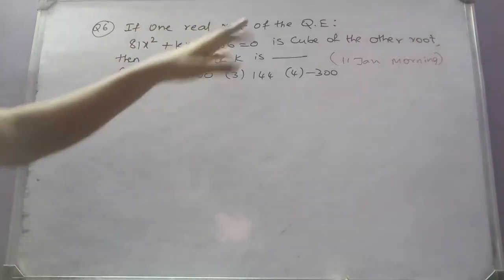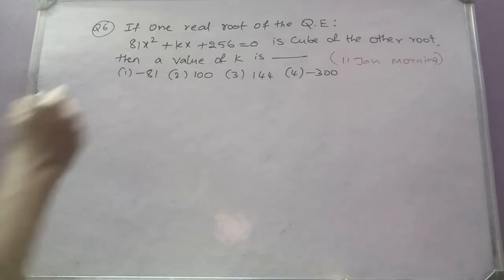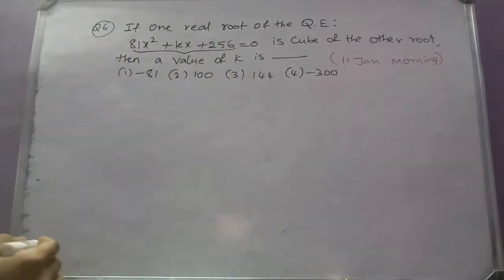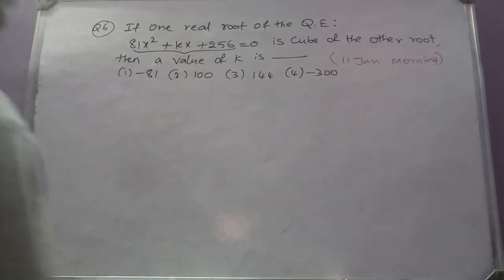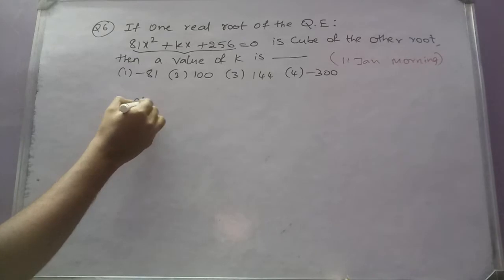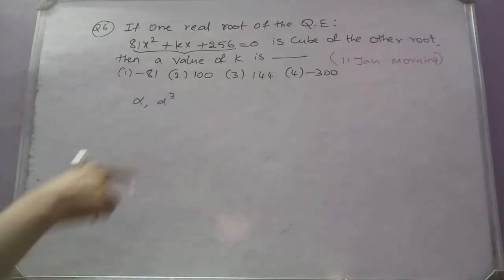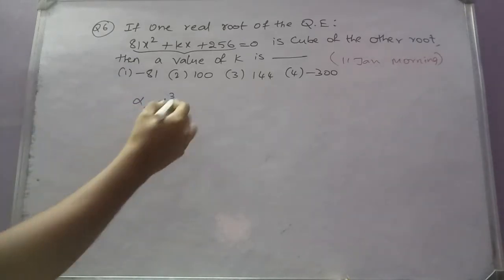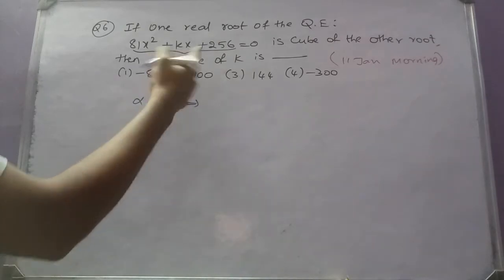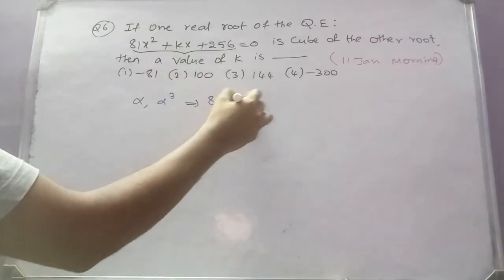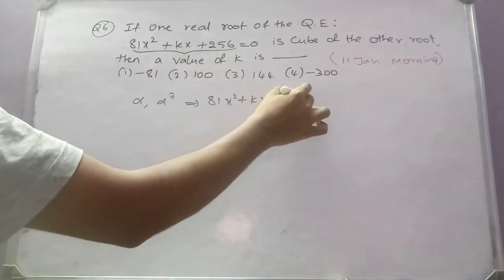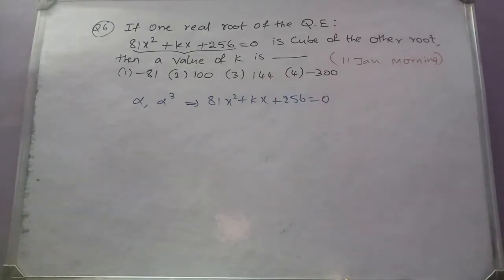If one real root of this quadratic equation is the cube of the other, then a value of k is... simple, dear students. He told that if one root is alpha, then the other root is alpha cube. So if one root is the cube of the other, that means alpha comma alpha cube are the roots of 81x square plus kx plus 256 equal to 0. He is asking what can be the value of k.